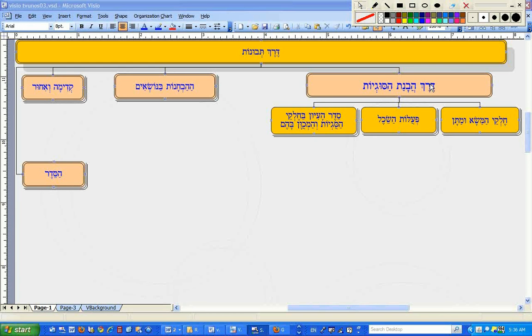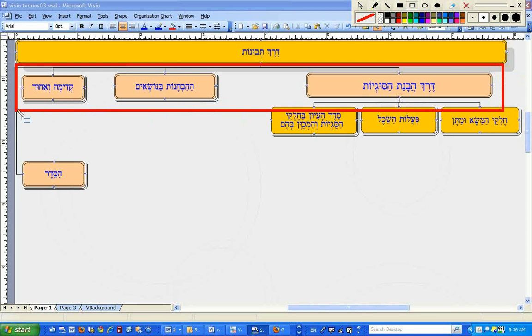The Derech Tevunos has three parts, according to my analysis. The first part is how to understand the sugyas of the Gemara. The second part is how to analyze information. And the third part is how to present information. That's going to be really Seder and Kedim Menachot. We'll be doing that later.